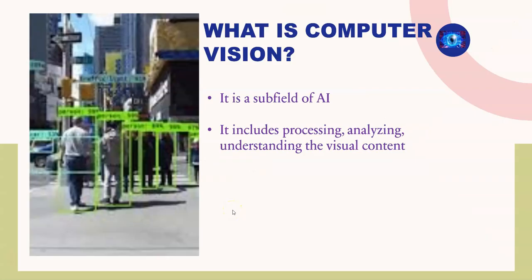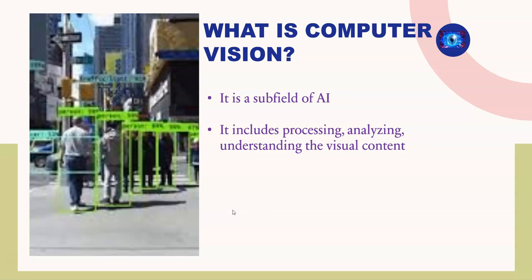So, what is computer vision? It is basically a subfield of AI. It includes processing, analyzing, and understanding visual content. What is this visual content? It could be images taken one at a time, or it could be multiple images streaming one after the other in a series. We will discuss more on that, but for now, let's take a pause.